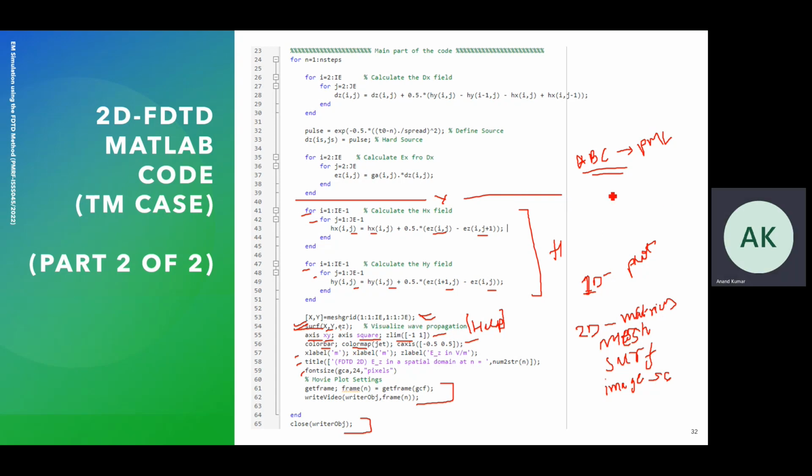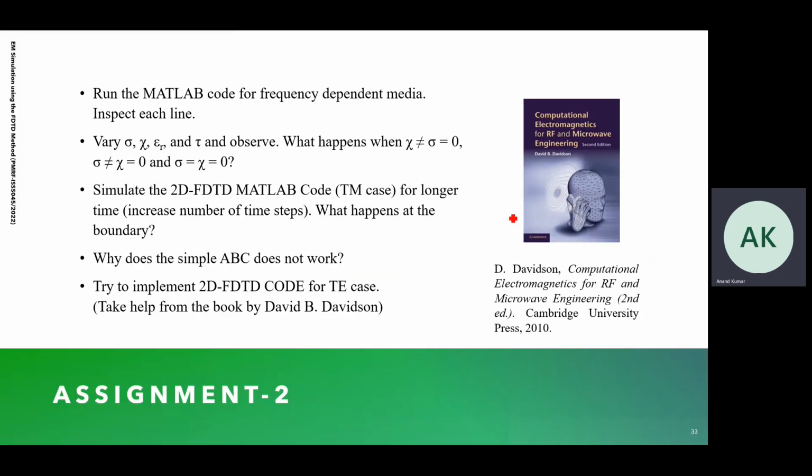And what happens if we do not have a boundary condition? In the previous simulation that we saw, the wave did not hit the boundary. But what will happen if it hits the boundary? It is very similar to what happened in the 1D case. So we'll see the results on that as well.